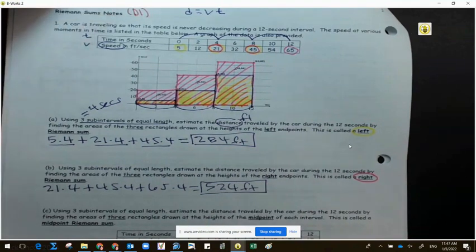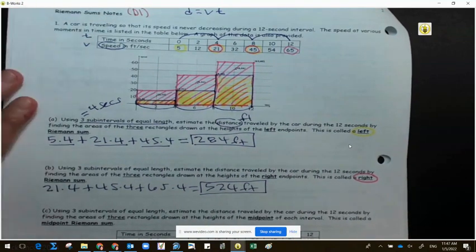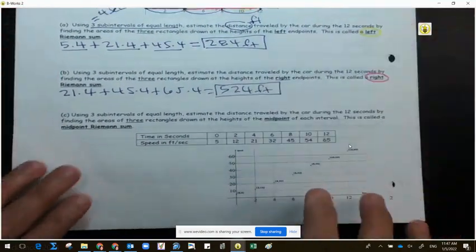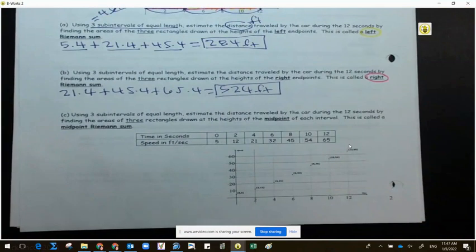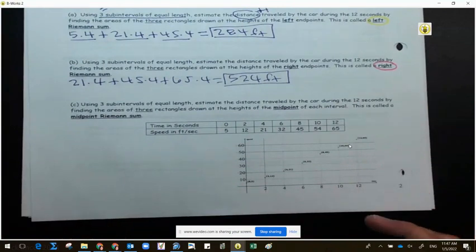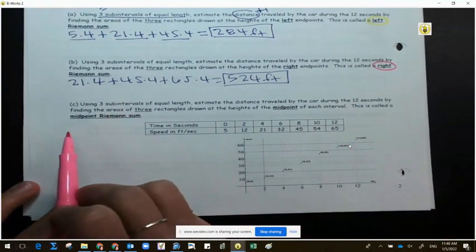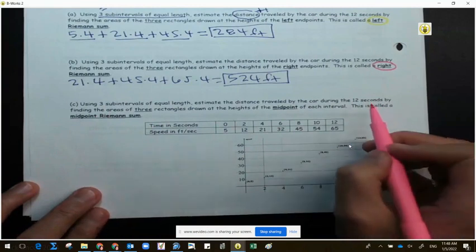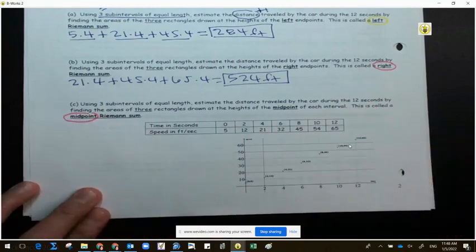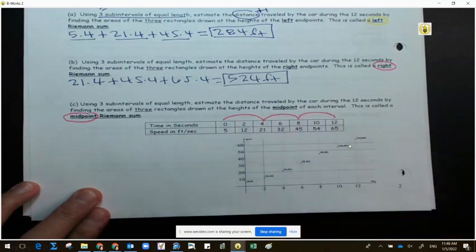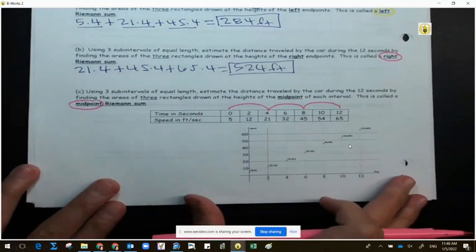Okay. So my next one, Nick, let's read part C. Using three subintervals of equal length, estimate the distance traveled by the car during the 12 seconds by finding the areas of three rectangles drawn at the heights of the midpoint of each interval. This is called the midpoint Riemann sum. So we're doing midpoint Riemann sum. Notice the table is exactly the same as the one above. I put this here on the bottom for convenience, right?